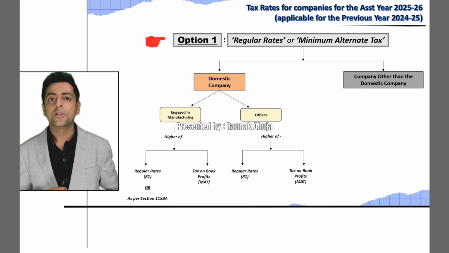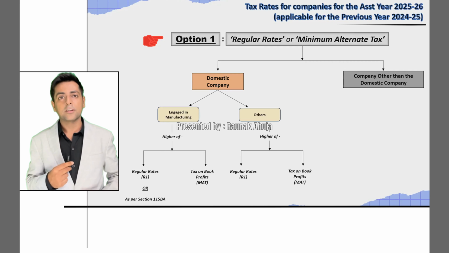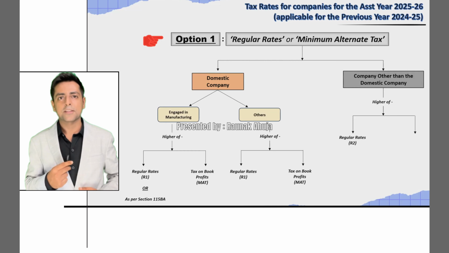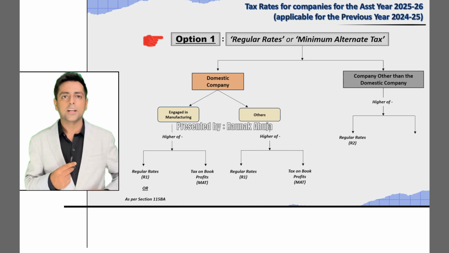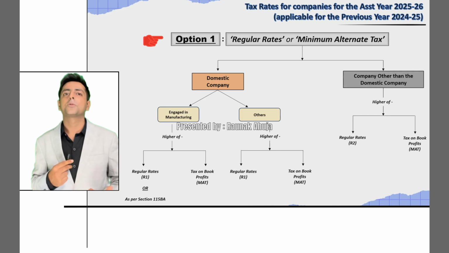Moving on to calculation of taxes for companies other than the domestic companies. In case of companies other than the domestic companies, the first step would remain the same. That is the calculation of taxes as per the regular rates. However, please note the regular rates in case of companies other than the domestic companies would be different than the rates of the domestic companies. That's why we are denoting it as R2. The second step would again remain the same, and the taxes would be calculated as per the MAT provisions. Again, the higher of the two taxes would be considered as the tax payable by such company.